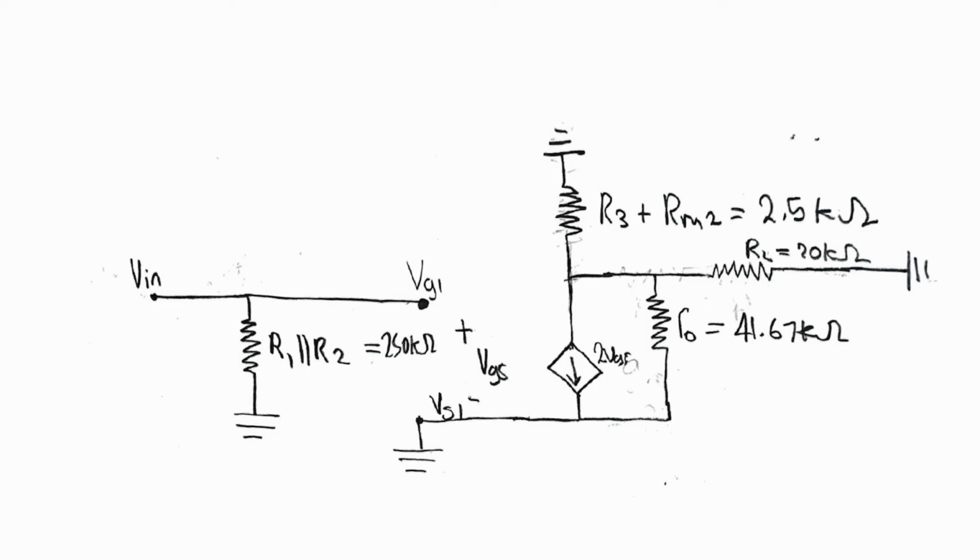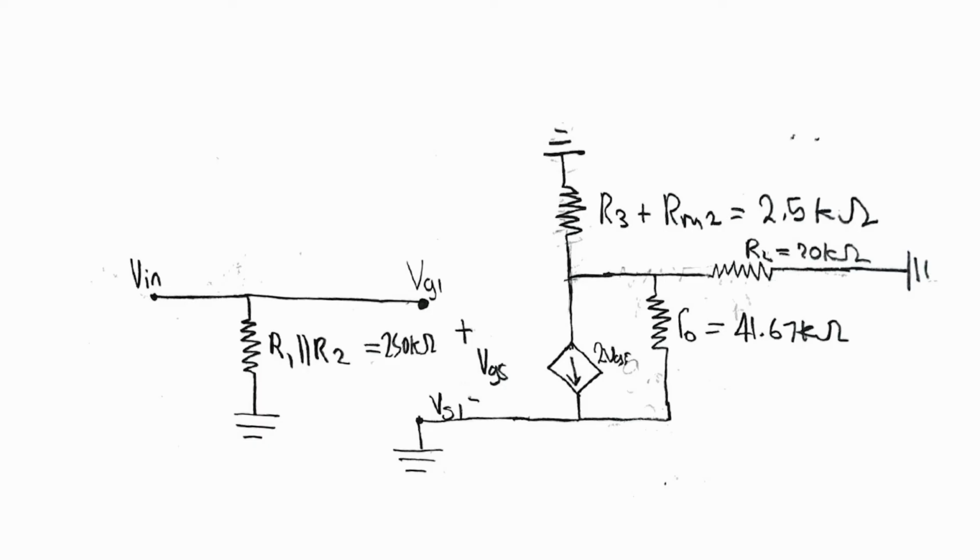Looking into the source, we see that it's simply connected to ground, as capacitors are closed circuits in AC analysis. Looking into the drain, first we draw the voltage controlled current source, which is Gm multiplied by VGS, and since Gm is 2, we simply write 2 times VGS. And then R0 runs parallel to that voltage controlled current source, and I represent that here as well.